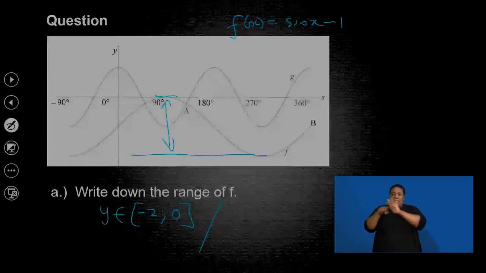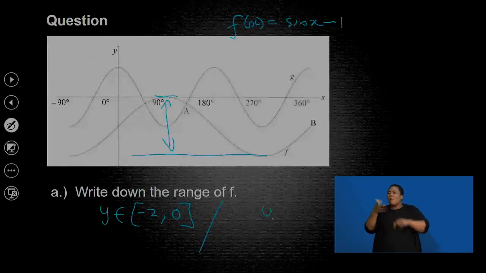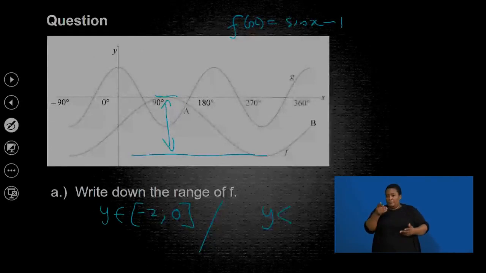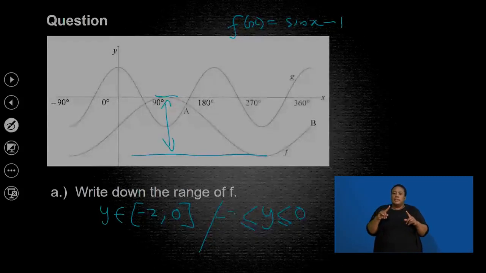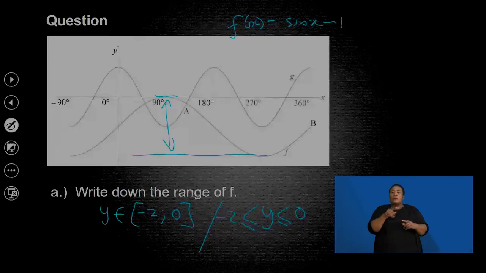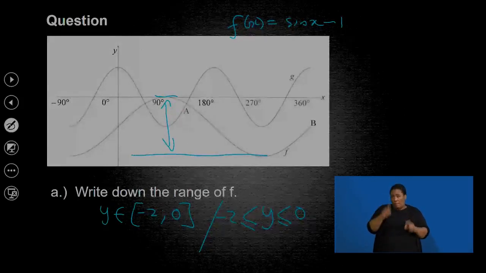Some people don't prefer to write it like this. Some people prefer to say y is less than or equal to 0, but greater than or equal to minus 2. It's an either-or situation. You can write it as one of the two solutions. They are very much correct, please. So that's what you need to know about the range.